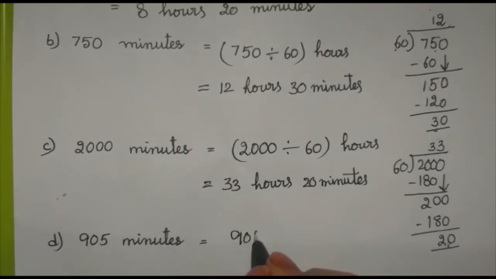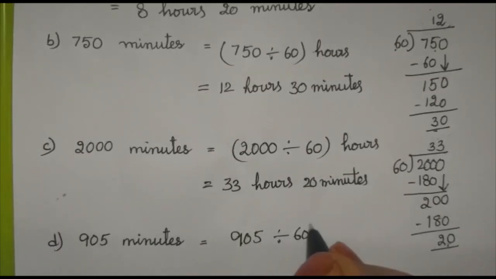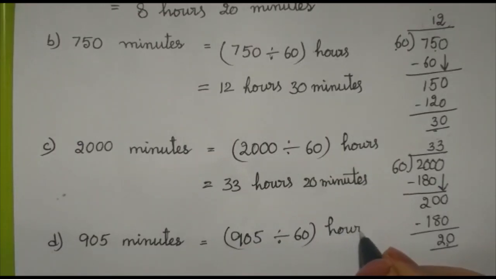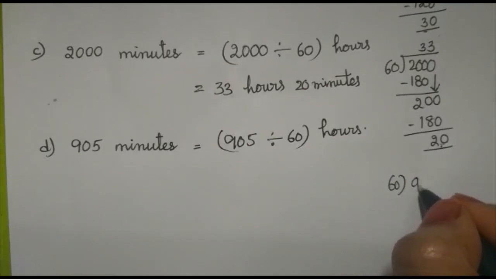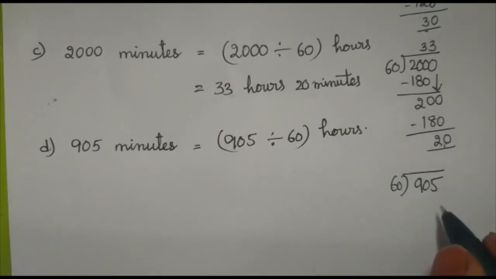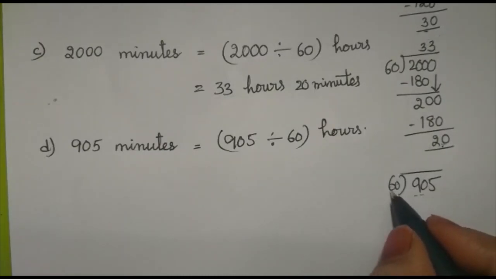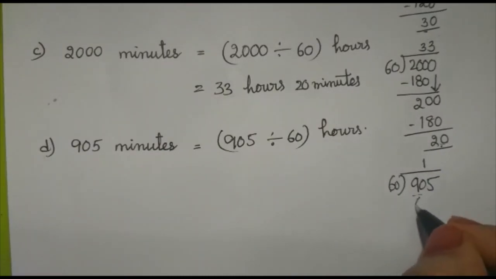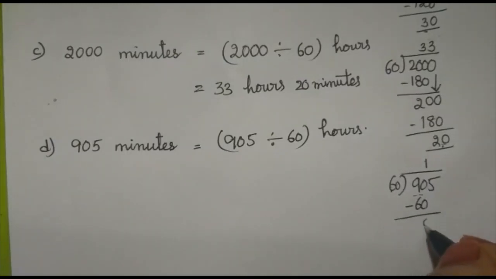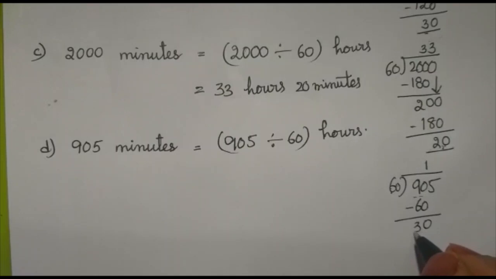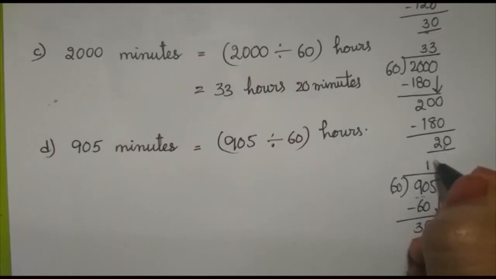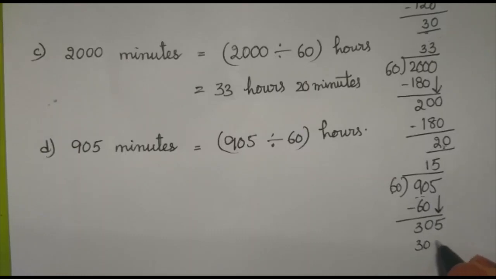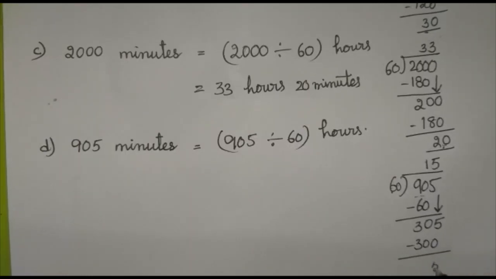905 minutes, when you are converting into hours, you have to divide by 60. Yes. Now we are dividing 905 by 60. Here also we can take 2 digits, children, because 90 is greater than 60. So how many times can we take 60? 1 sixty is 60. 0 minus 0, 0. 9 minus 6, how much? 3. Again 5 will come down. Now which is the nearest number to 305 in the 60 table? Yes, very good. 5 sixties are 300. Now 5 minus 0, how much, children?